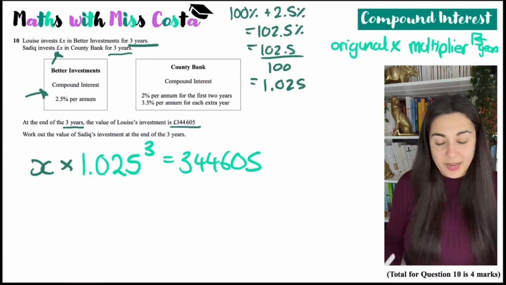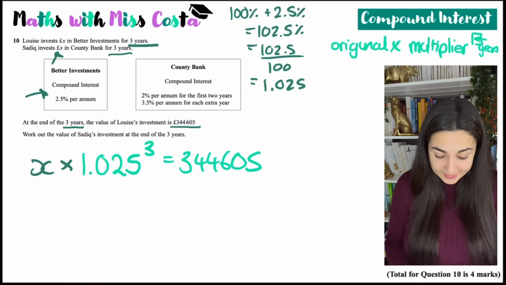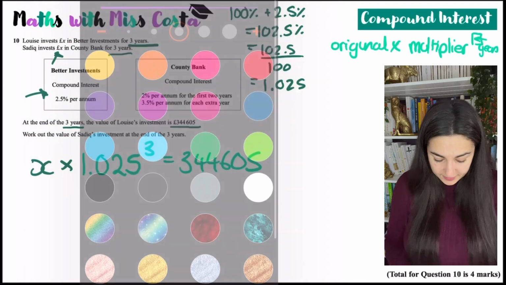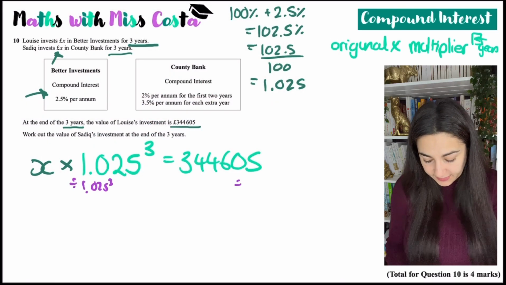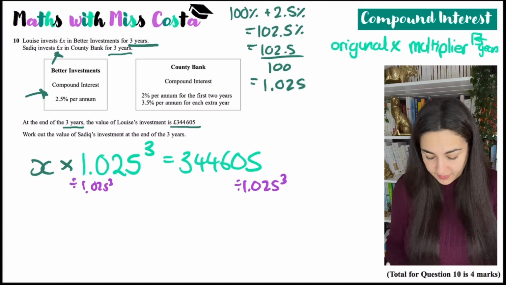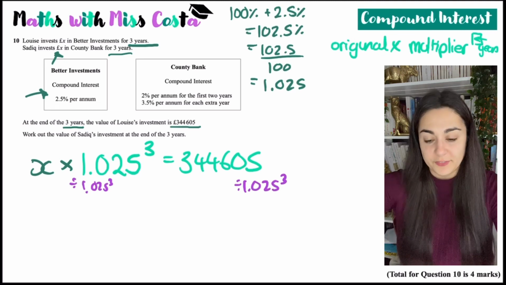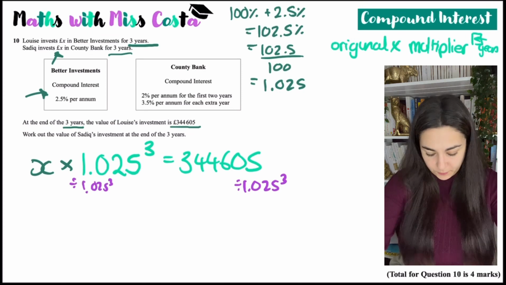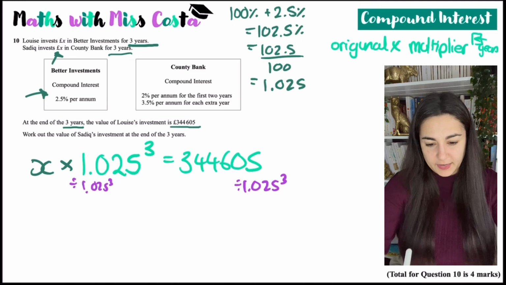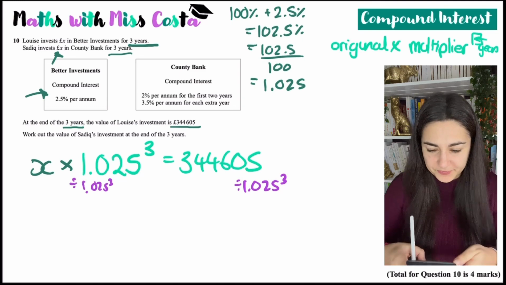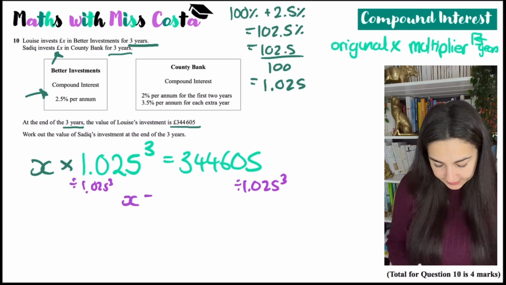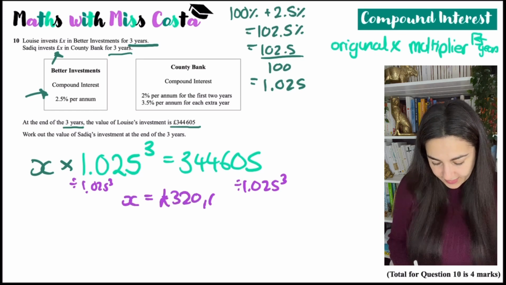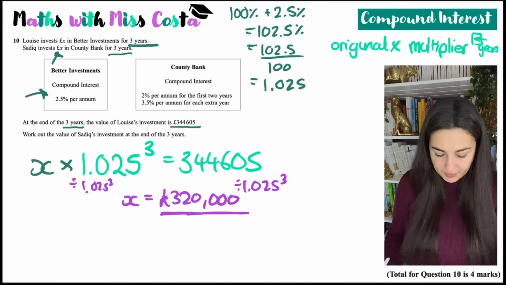344,605. So what do I have to do to find out what x is? Well, x is being multiplied by 1.025 to the power of 3. So all I'd have to do is divide both sides by 1.025 to the power of 3. So 344,605 divided by 1.025 to the power of 3 gives me 320,000. So x is 320,000. Okay, so that's the original amount.